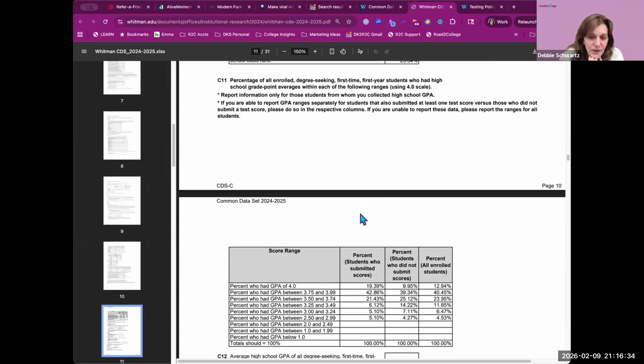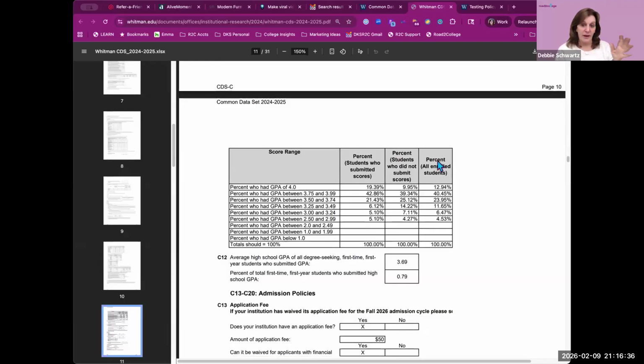Okay, so here it is. Sorry, here it is. So I have to give it to Whitman. They are sharing a breakdown of GPAs by the GPA range. Usually this is unweighted. So this could be very helpful if your student doesn't want to apply with the test score. You should be looking at the GPA range. But there's a lot of schools that don't have this information, but good for Whitman that they do.